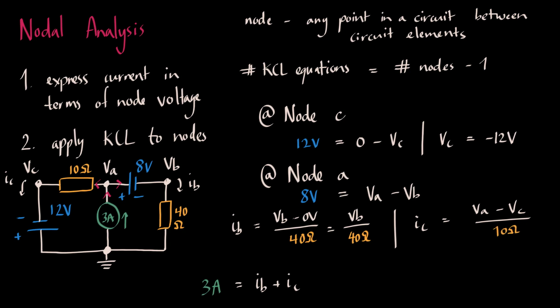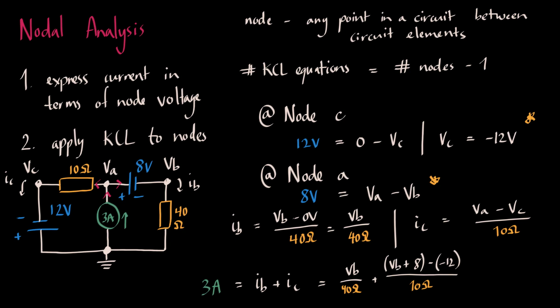Now we have the currents IB and IC, we can substitute them into our earlier equation for node A. We can further substitute the equations for VA and VC. Therefore, the KCL equation for node A becomes, noting that this is saying the 3 amps moving into the node are equal to the sum of the two currents moving out of the node, IB and IC.